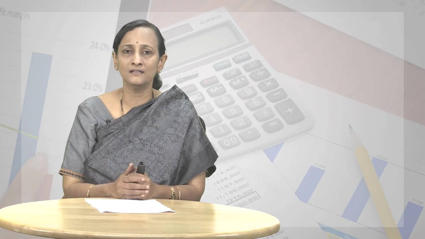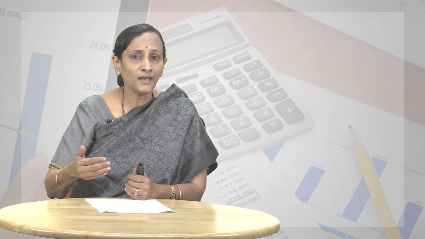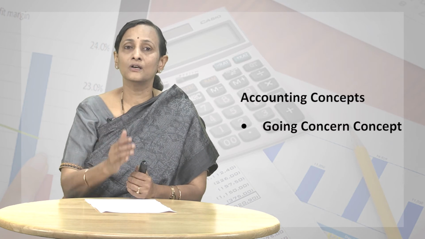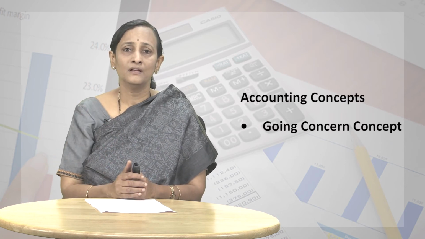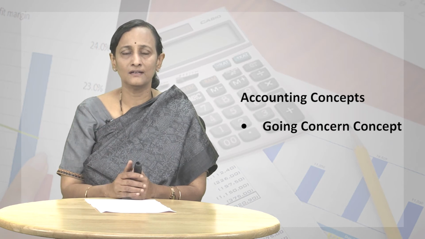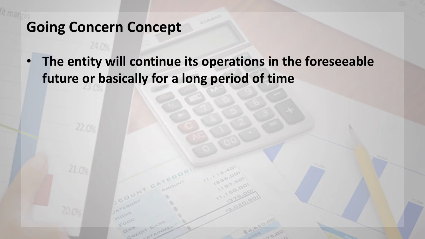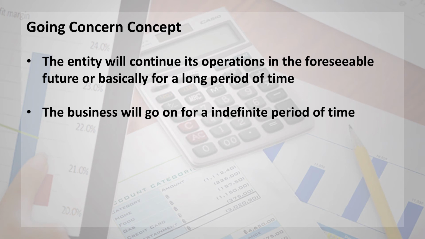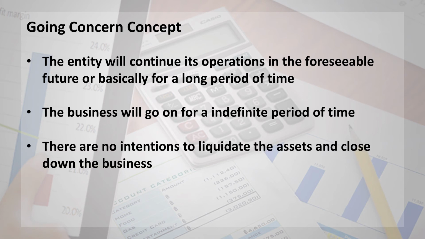Hope this concept is clear, and this will help you understand why equity is also on the same side as liability. The second most important concept that is very useful is the going concern concept. The going concern concept assumes that the entity will remain in business in the foreseeable future, basically a long period of time. The business will go on for an indefinite period of time, and there are no intentions on the part of the management or the investors to liquidate the assets and close down the business.